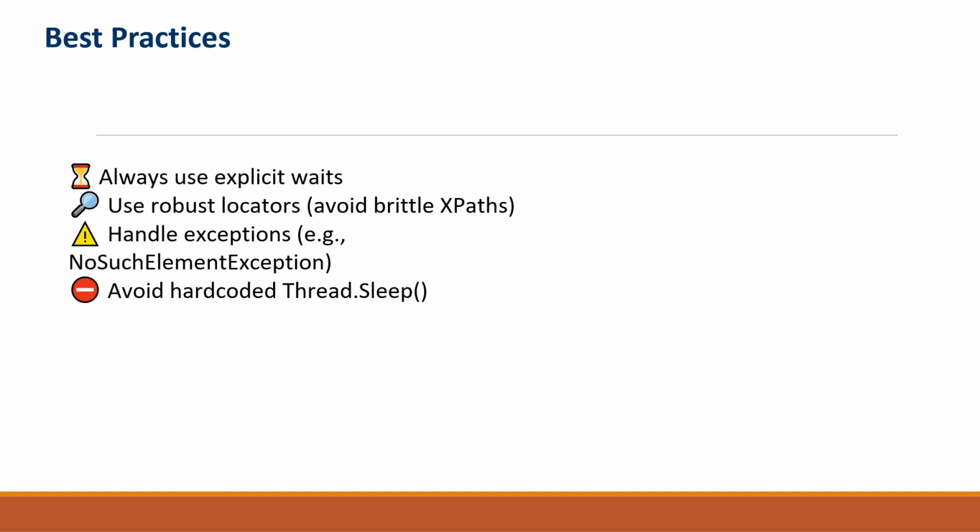Then the best practices are to always use explicit wait and robust locators. Avoid brittle XPaths. Mostly you can use IDs. If an ID is not present, you can use XPath; a relative XPath is okay. And handle exceptions, such as NoSuchElementException, and avoid hardcoded Thread.Sleep, which is a static wait. We don't recommend Thread.Sleep. We mostly recommend explicit wait.